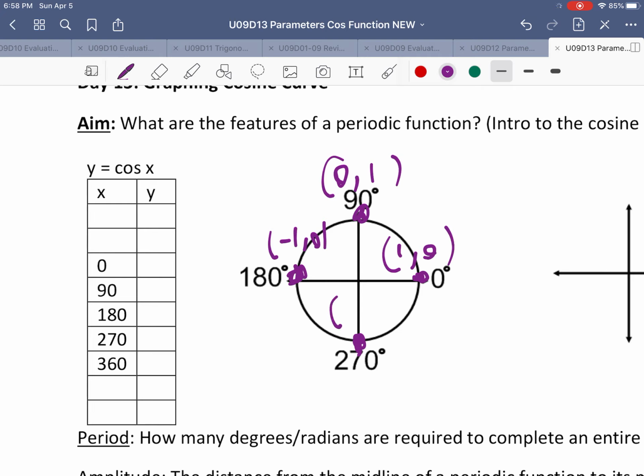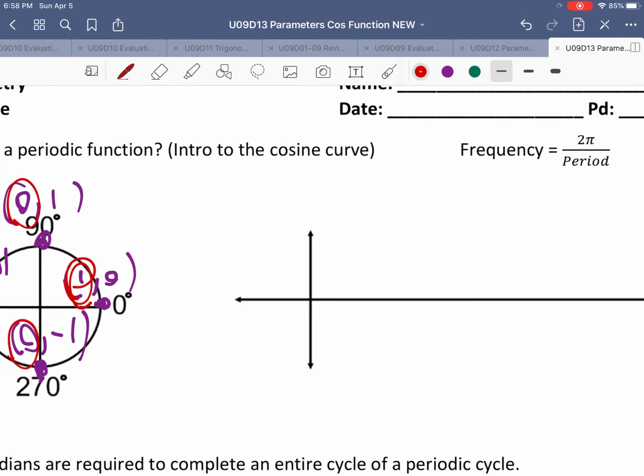So that's (-1, 0). This point over here is (0, -1), and now we're doing all the x values. So the cosine of 0 is 1. The cosine of 90 is 0. The cosine of 180 is -1. The cosine of 270 is 0, and the cosine of 360, we loop back to the beginning, is 1.